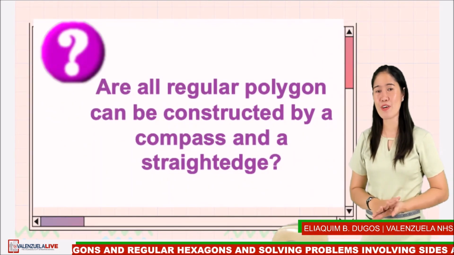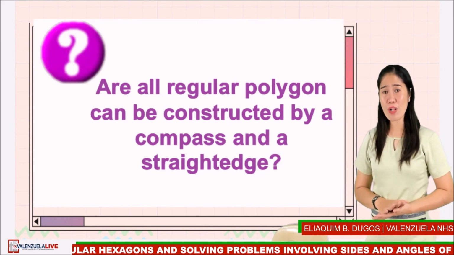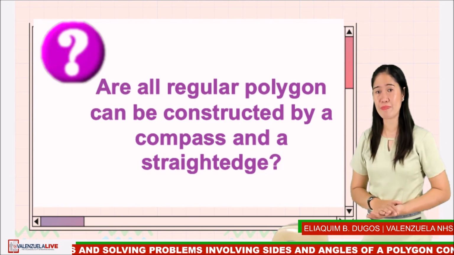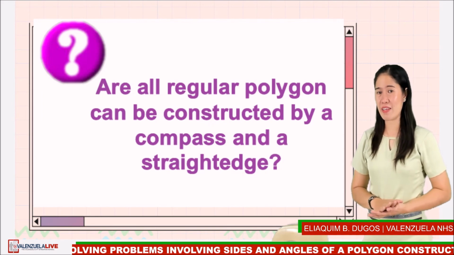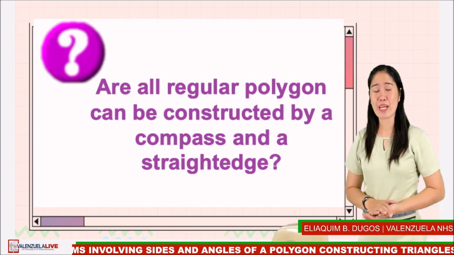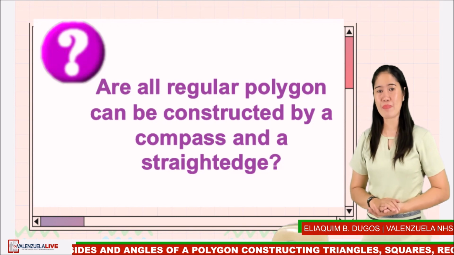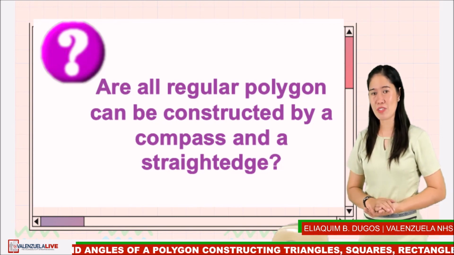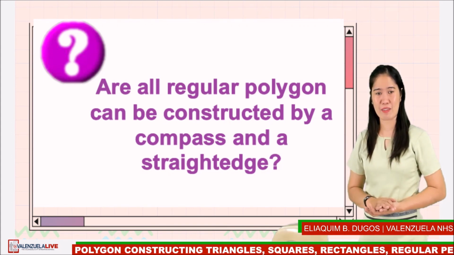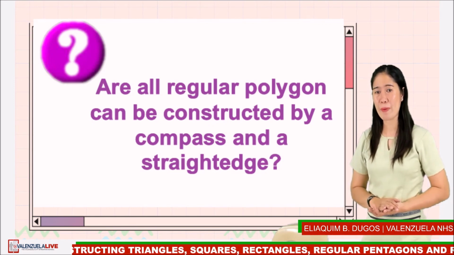Here is one of the frequently asked questions by the students. Can all regular polygons be constructed by a compass and a straight edge? In mathematics, a constructible polygon is a regular polygon that can be constructed by a compass and a straight edge. For example, a regular pentagon is constructible with a compass and a straight edge, while a regular heptagon is not. Not all regular polygons can be constructed by a compass and a straight edge.